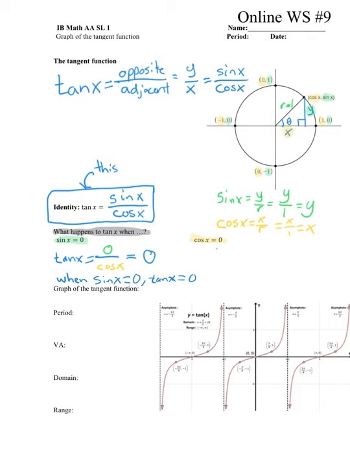And likewise, when cosine of x equals 0, we can say tangent of x equals sine of x divided by 0. And whenever we end up with a number divided by 0, it doesn't really equal anything, we just say it's undefined. So when cosine of x equals 0, tangent of x is undefined.